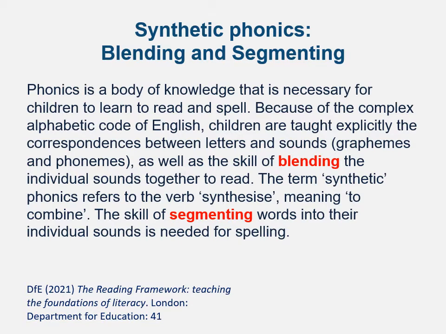And you will see here in this quote from the Reading Framework from the Department for Education, published in 2021, it says, because of the complex alphabetic code of English, children are taught explicitly the correspondences between letters and sounds, as well as the skill of blending the individual sounds together to read. So we have these individual sounds, and in order to be able to read and to make a word, we have to bring them together, to blend them.